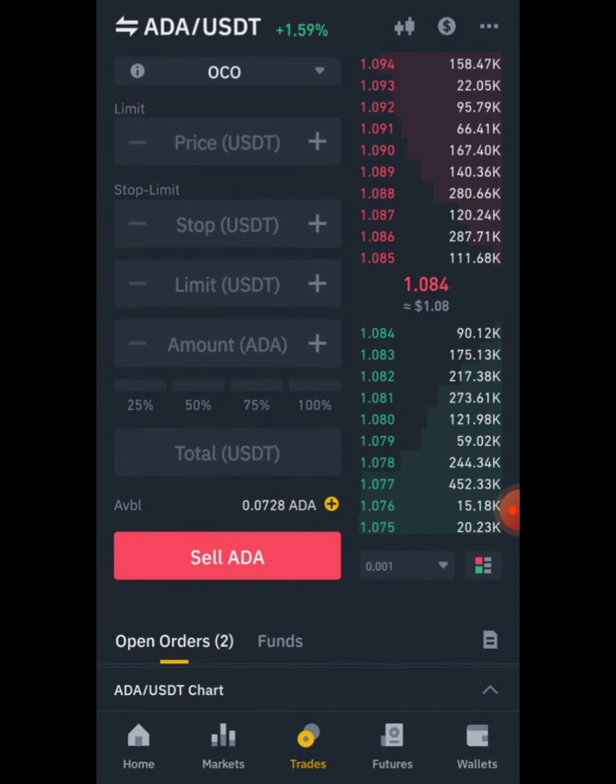About OCO, OCO is just order cancel order. It is very easy to use. Maybe you are not going to be around, you are busy at work, you can just set your OCO. You don't need to be checking your phone. You can just check your phone when you are less busy. That is how to use OCO.